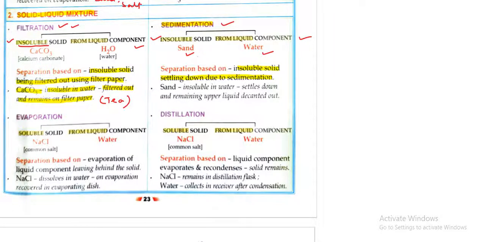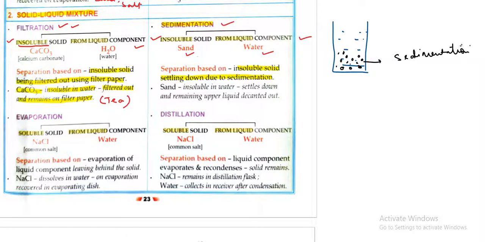So if you take water, suppose this is water, and we have taken some sand. Now suppose these are the sand particles. After some time, what happened? The sand particles settle down. So this method is called sedimentation.